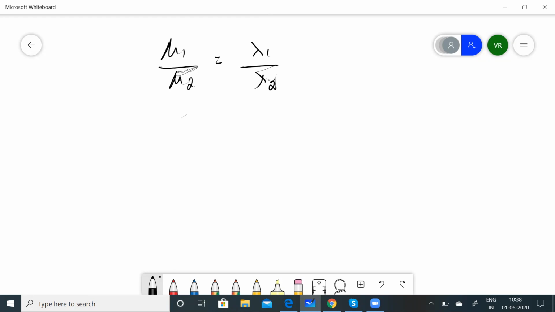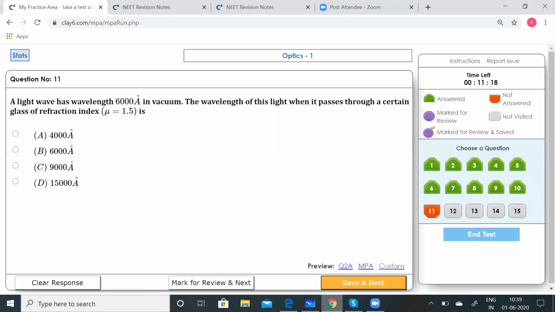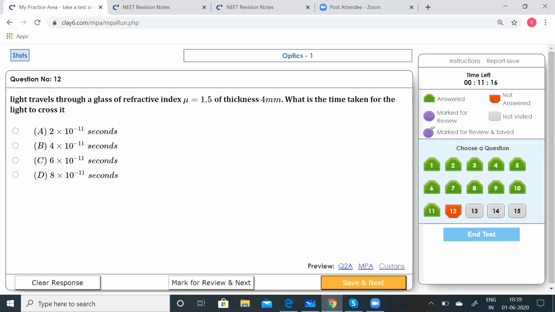So having known all the values, just substitute. You know, refractive index of air is going to be 1 and this is given as 1.5, which is equal to 6,000 divided by lambda 2. Therefore, lambda 2 is equal to 6,000 divided by 1.5. So that gives you 4,000 angstrom. So let's see which option is correct. Option A is correct. Click that, go to the next.